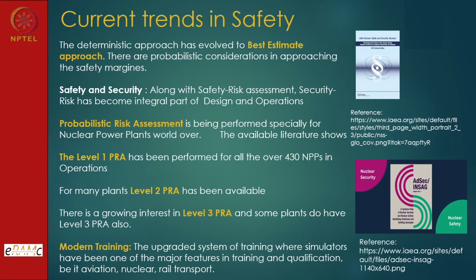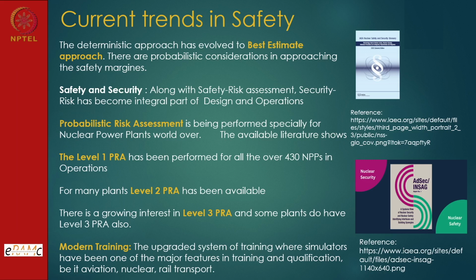Now there are some trends, you can say current trends or new dimensions. Like earlier we had a deterministic approach, now that has evolved into the best estimate approach. Why? Because now there are data that are available, so we can evaluate the conservative portion of margin that we had with us, and using probabilistic considerations, these aspects are revisited, and then finally a new definition of margin in terms of best estimate approach has been developed.